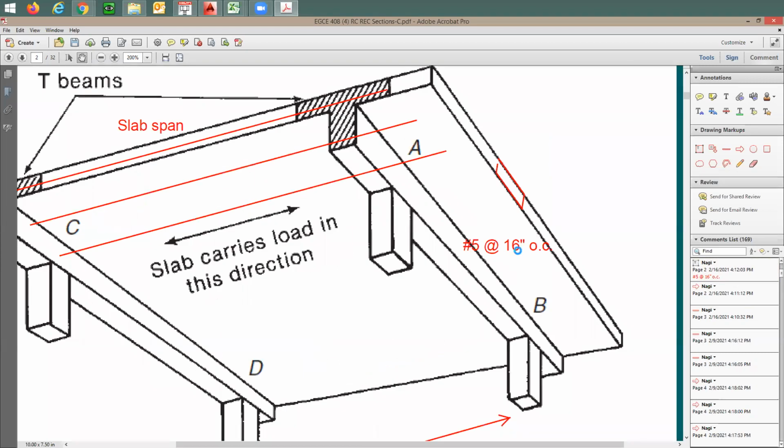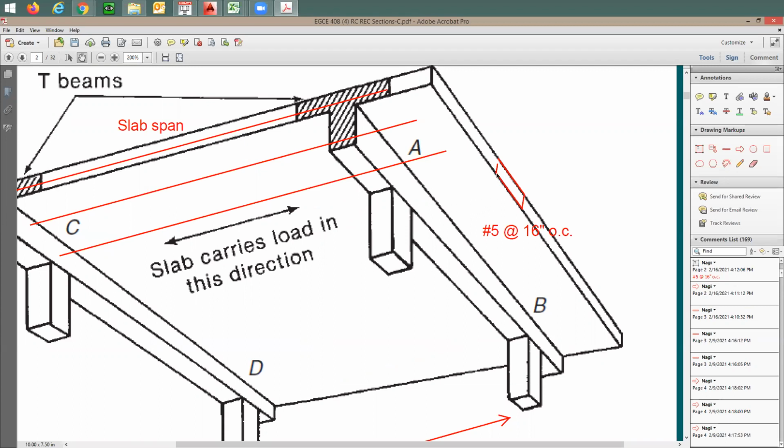So what does it mean by that? It means that this rebar is going to be number 5 for the size, and the spacing from one rebar to the next rebar is going to be 16 inches. On center means the spacing is measured from the center to the center of the rebars in the slab. If this makes sense to you guys.